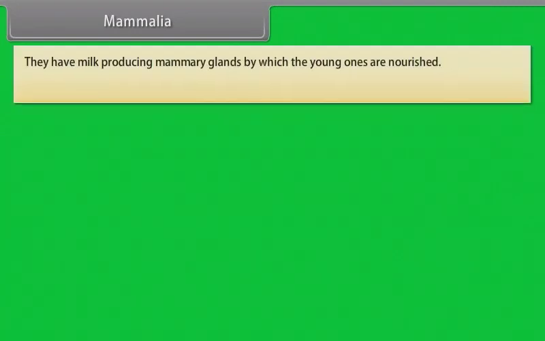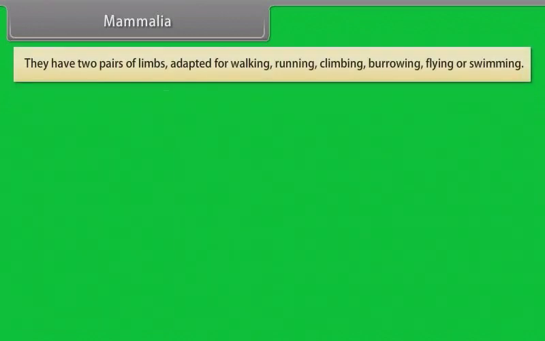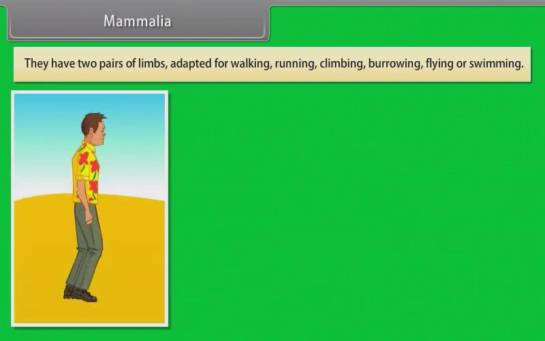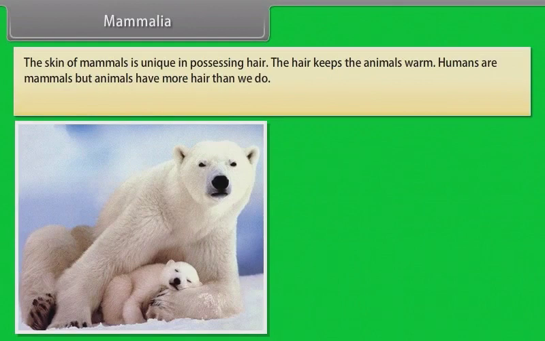Mammalia. They have milk-producing mammary glands by which the young ones are nourished. They are homeothermous, that is, warm-blooded. They have two pairs of limbs, adapted for walking, running, climbing, burrowing, flying, or swimming. The skin of mammals is unique in possessing hair. The hair keeps the animals warm. Humans are mammals, but other animals have more hair than we do.